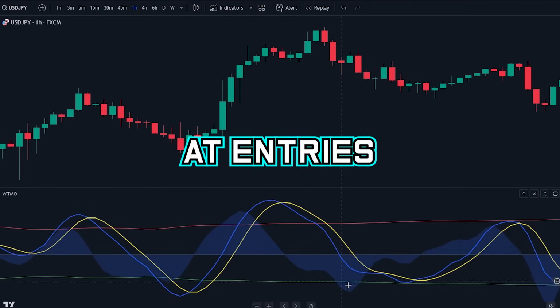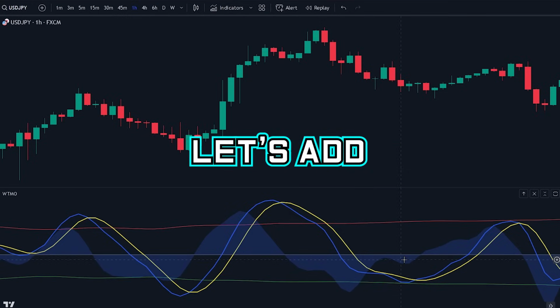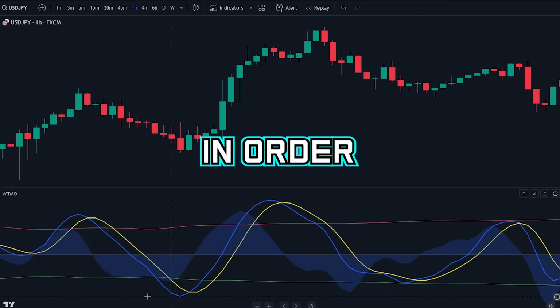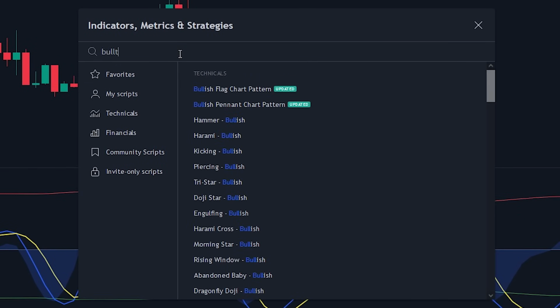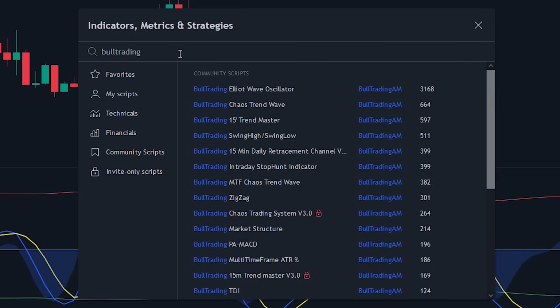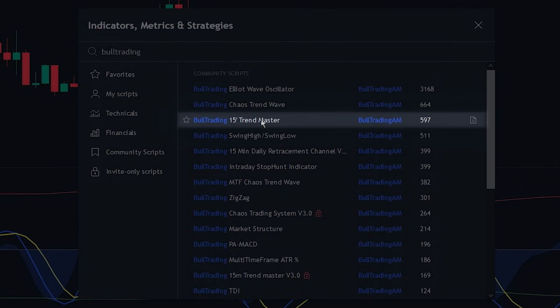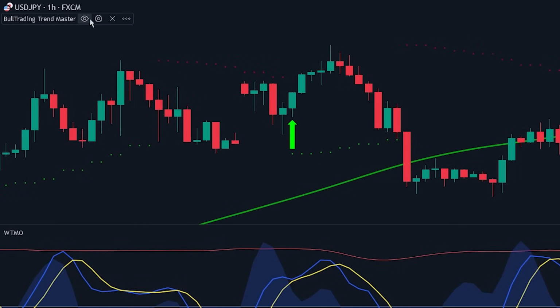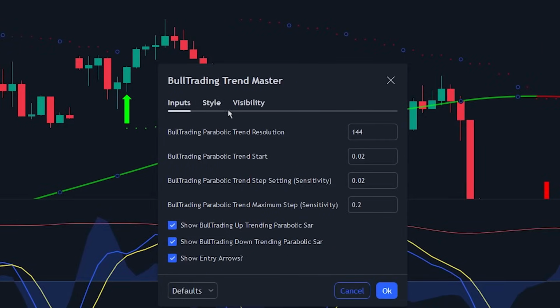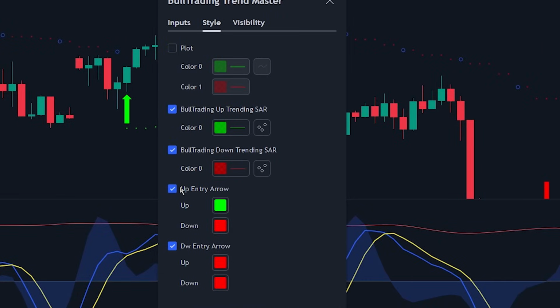Before we take a look at entries that can be made with the indicator, let's add an extra indicator to the chart in order to create a simple strategy. Navigate to the Indicator Search tab and search for the Bull Trading Trend Master indicator. Select the indicator made by Bull Trading and add it to the chart. Now head over to the Indicator Style settings. We will be removing the first plot and the entry arrows. That was all that we needed to do.